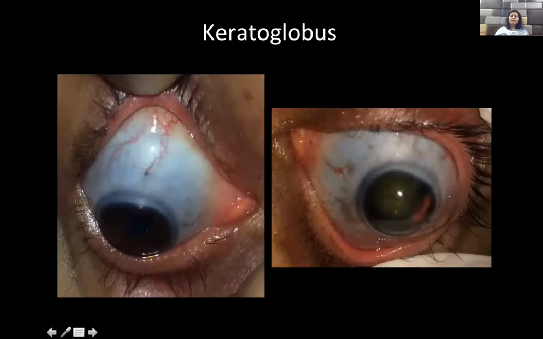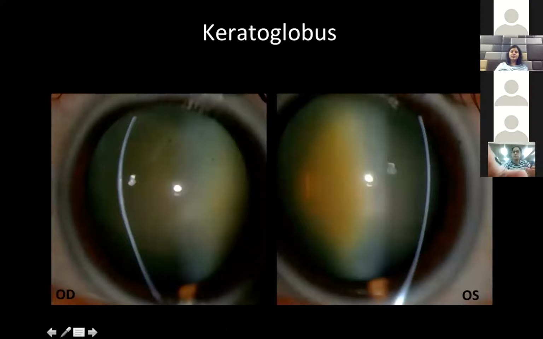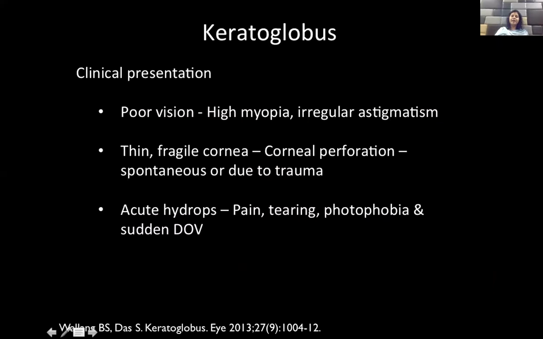Now the other entity is keratoglobus. When you make a slit, you can see that from superior to inferior there is thinning of the entire cornea, and these patients have very poor vision, high myopia, and irregular astigmatism. Or they can come with a very thin and fragile cornea. So a patient comes with corneal perforation in your OPD. Please look at the other eye.